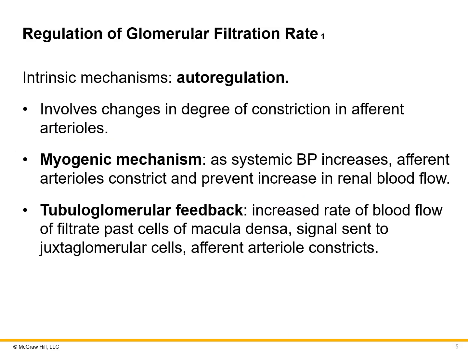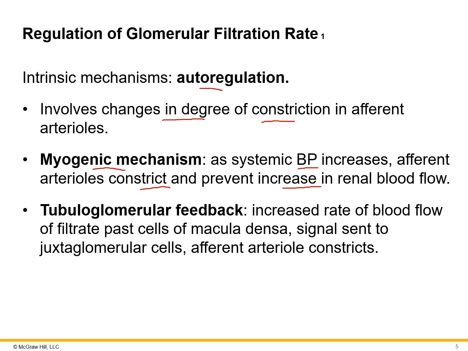As far as regulation of these rates, there's autoregulation, just meaning it's intrinsic. This involves changing the constriction of those afferent arterioles, which would then change the pressure. So there's a myogenic mechanism. If the systemic blood pressure all throughout the body increases, then the afferent arterioles constrict, and that's going to prevent an increase in renal blood flow.